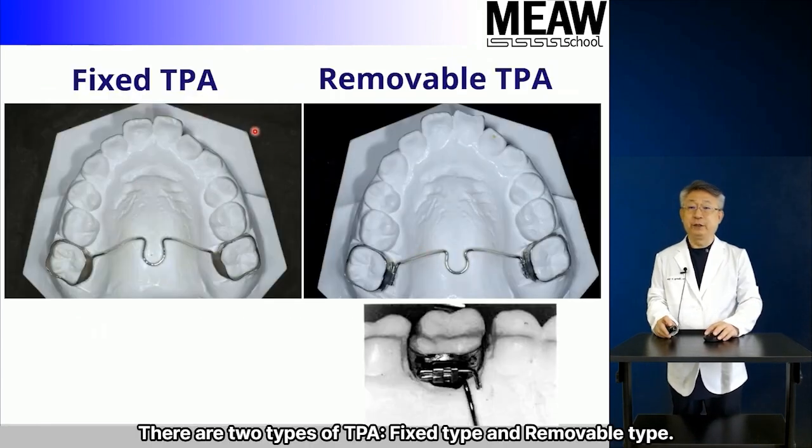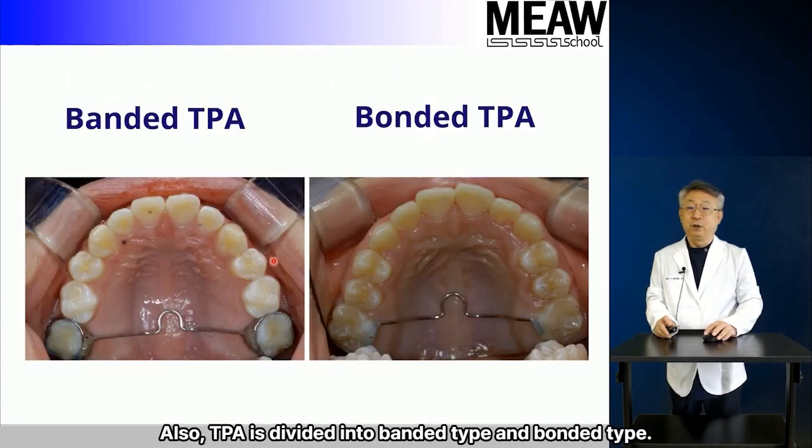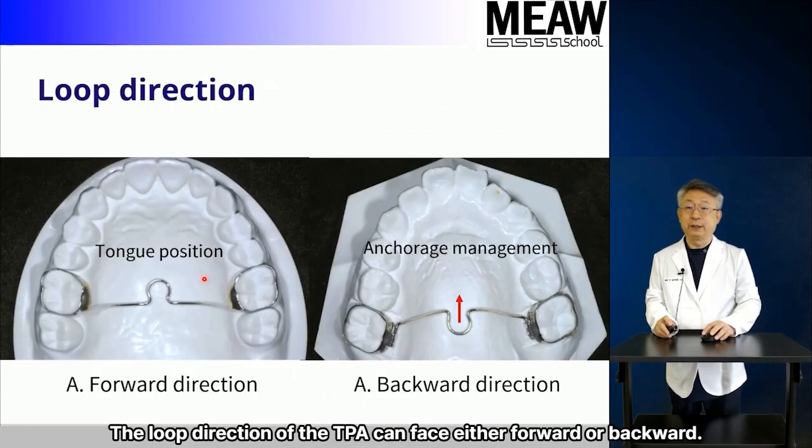There are two types of TPA: fixed type and removable type. The removable type welds a tube to the lingual side so that the transpalatal arch wire is removable. On the other hand, the fixed type is fixed by soldering the transpalatal arch wire to the band. Also, TPA is divided into banded type and bonded type. The loop direction of the TPA can face either forward or backward.